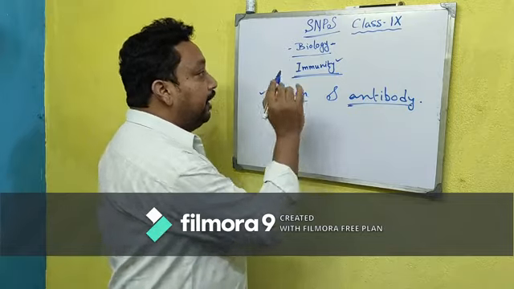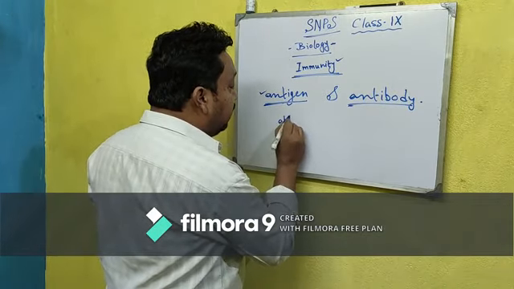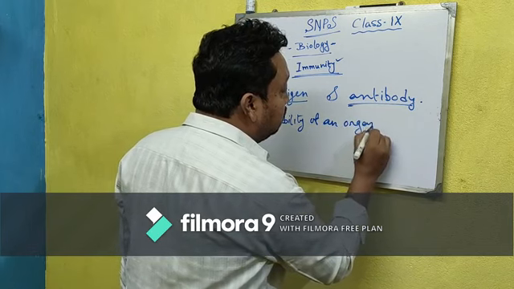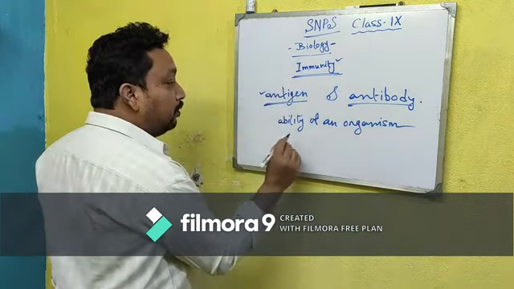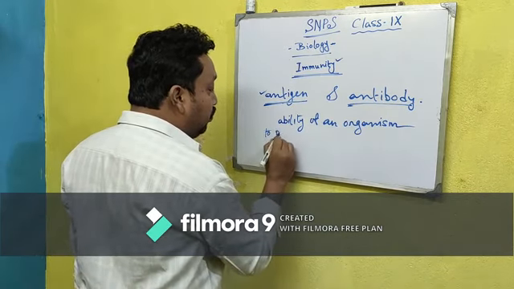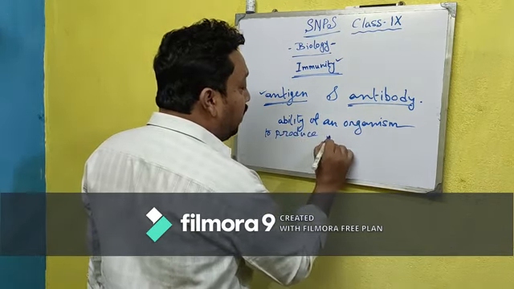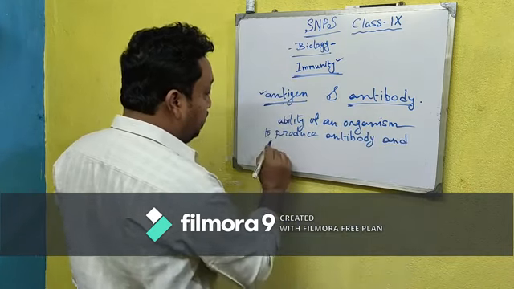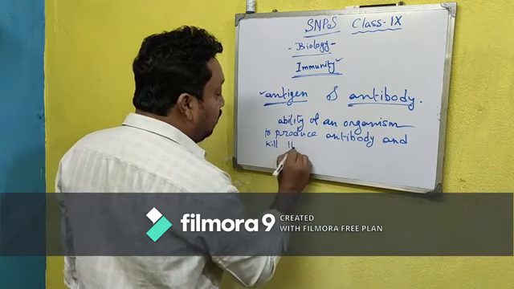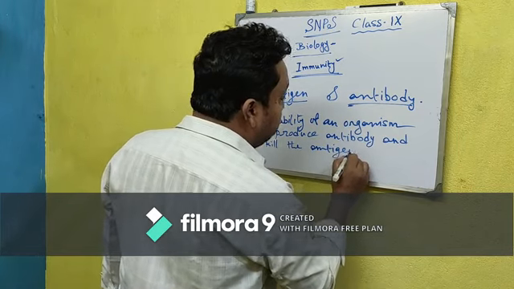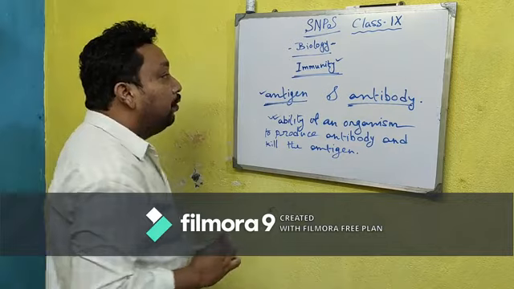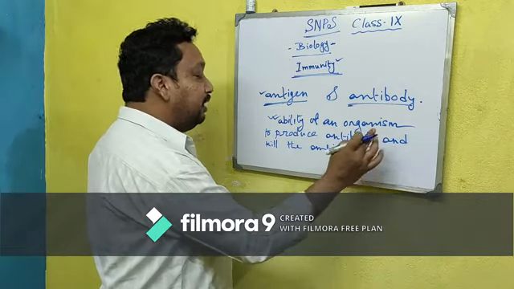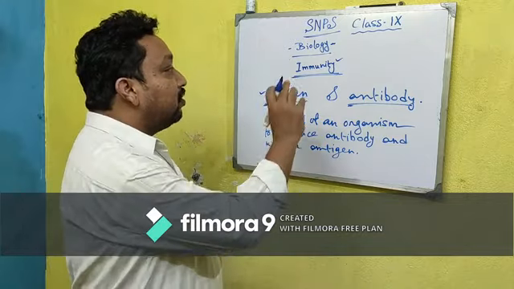Then what is immunity? Immunity means the ability of an organism to produce antibody and kill the antigen. I repeat, immunity is the ability of an organism to produce antibody and kill the antigen. In simple terms, it is called immunity.